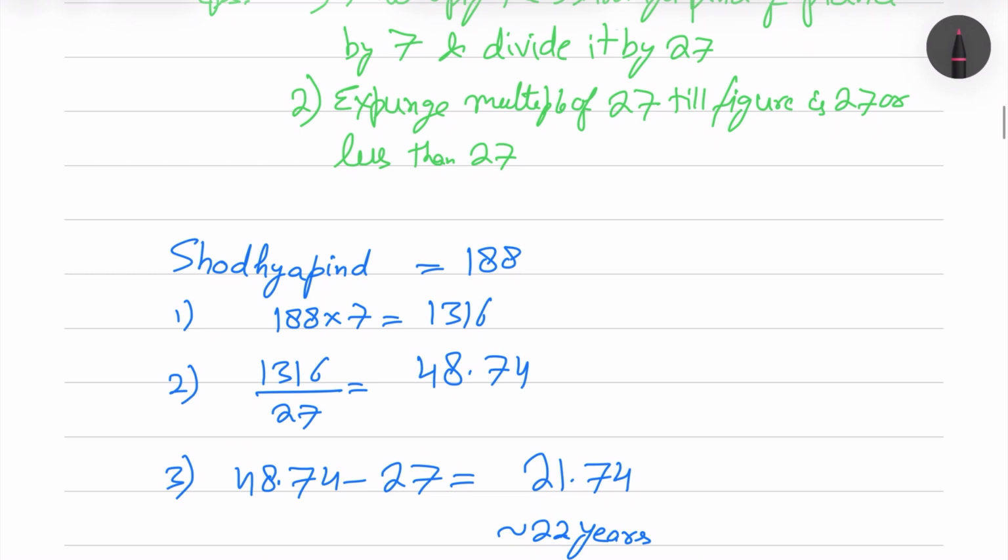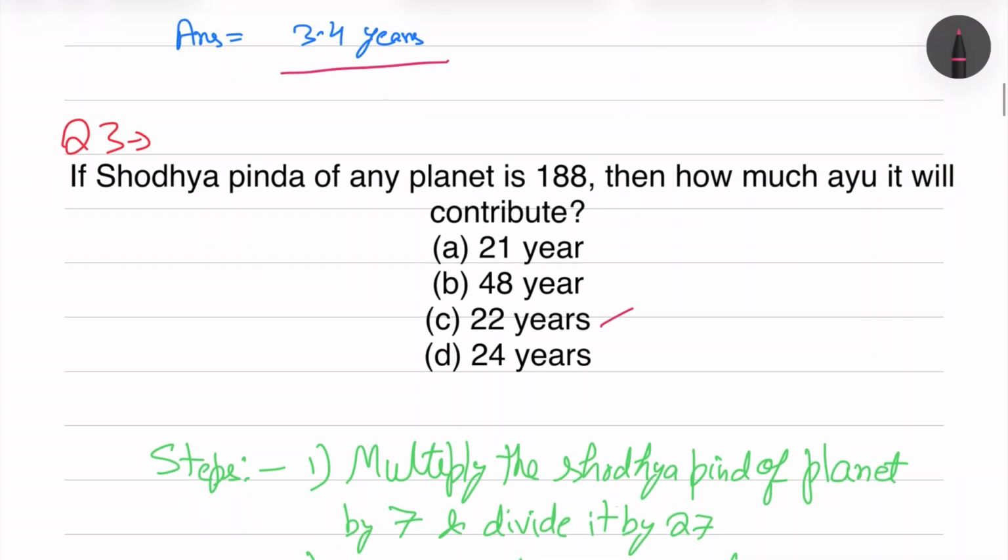So here Shodhya is 188, we multiply it by 7, we get 1316. If we divide it by 27, we get 48.74. From 48.74, if we subtract 27, we get 21.74, which is roughly 22 years. So the option will be this.